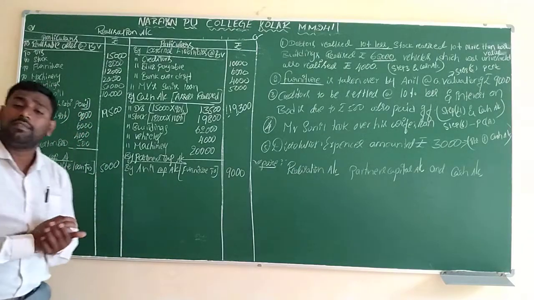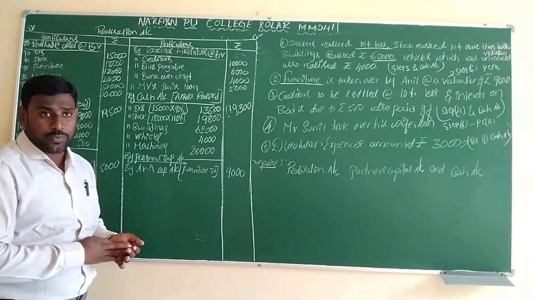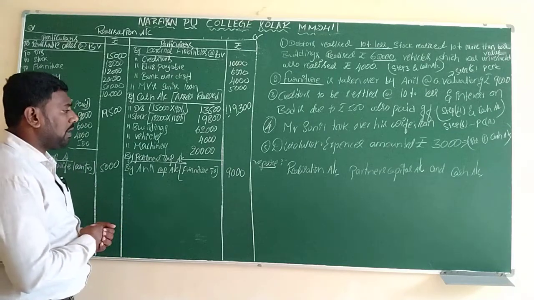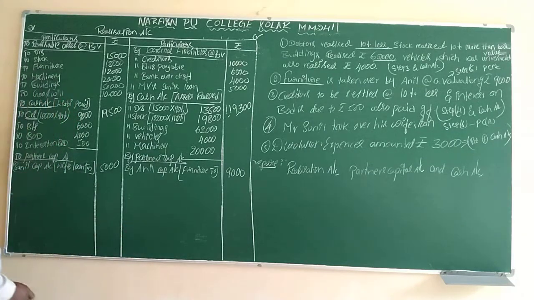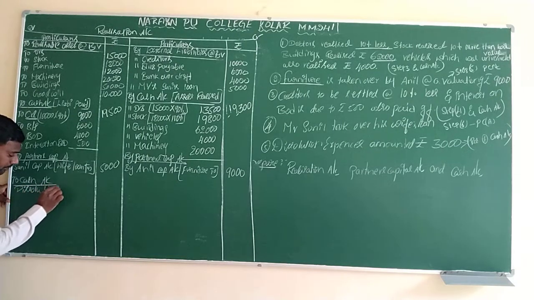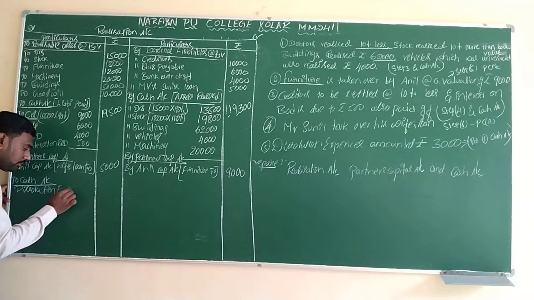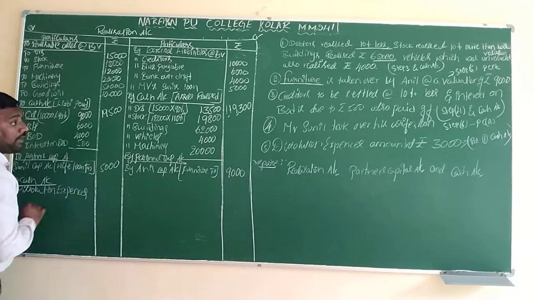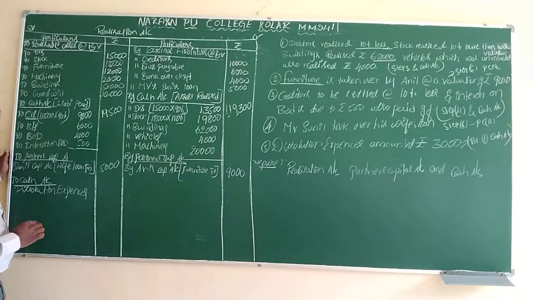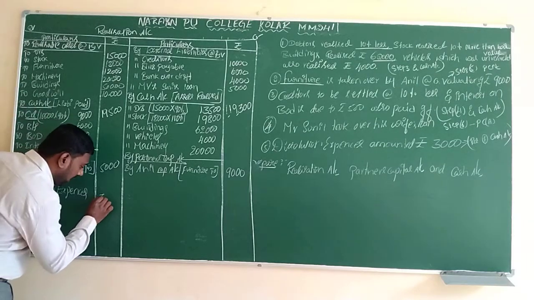Step number 7 always deals with the dissolution expenses or realization expenses, which we have to write under step number 7. Step number 7 always comes to the credit side, debit side only to cash account. Under that we have to mention dissolution expenses. The value is given. Dissolution expenses amounted to rupees 3,000.